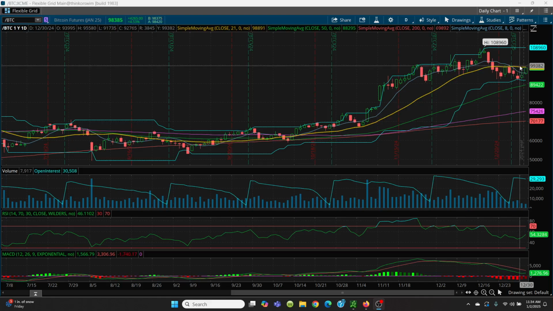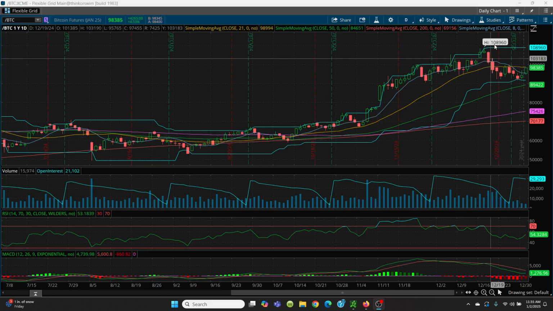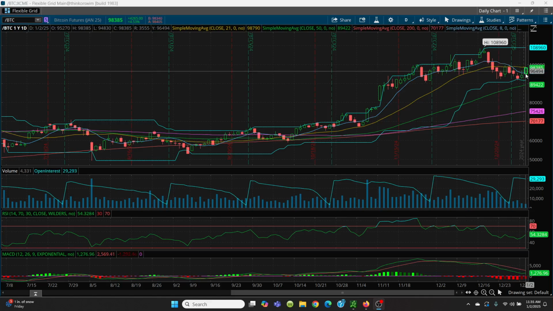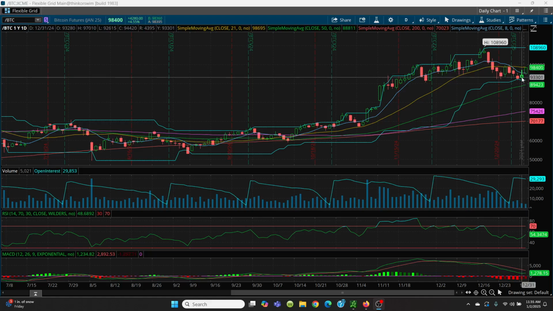If she breaks out, well, then we know where we can go. We follow candles up until we get maybe a possible retest. If you lose this 8-day on a closing basis here, then we want to look obviously to today's low, 94,830. Then we want to come to the bottom of this candle right here at 92,615, and then we'll come right here to the bottom at that 91,735.